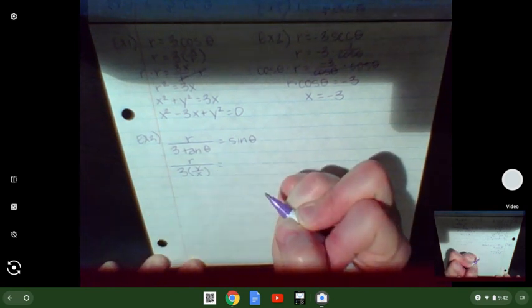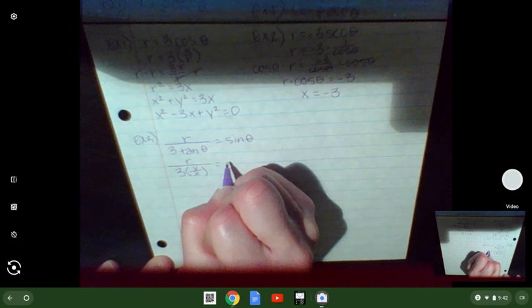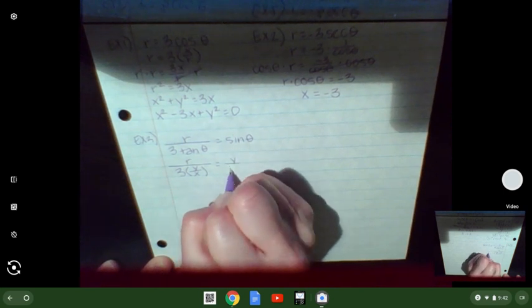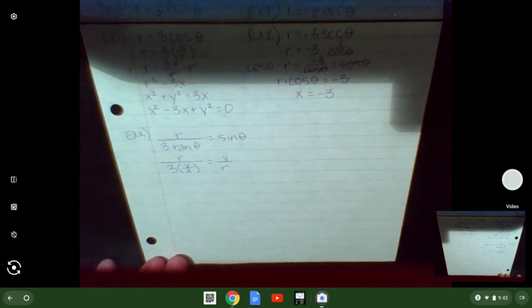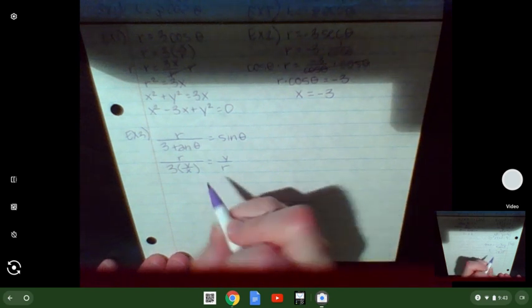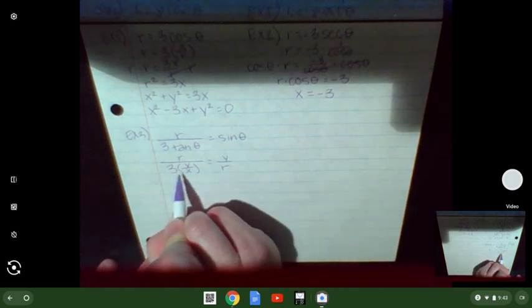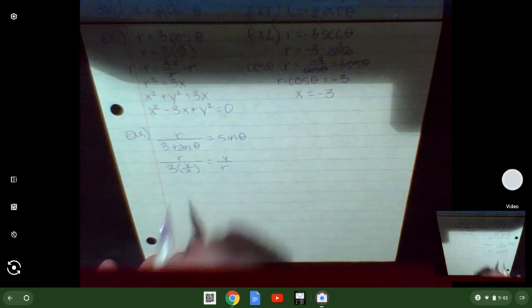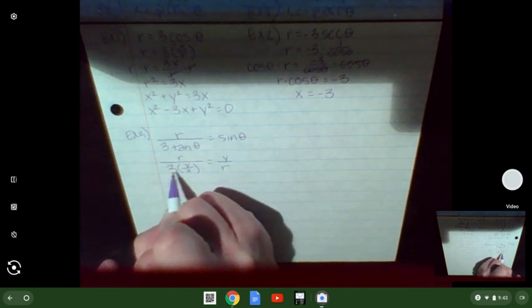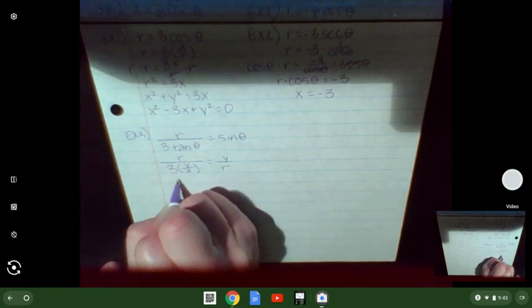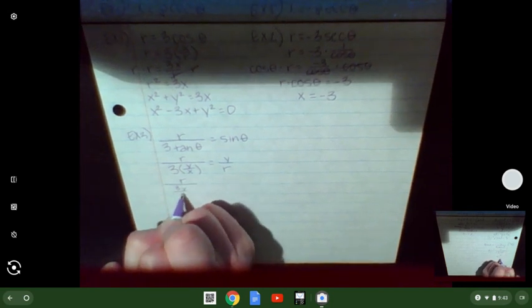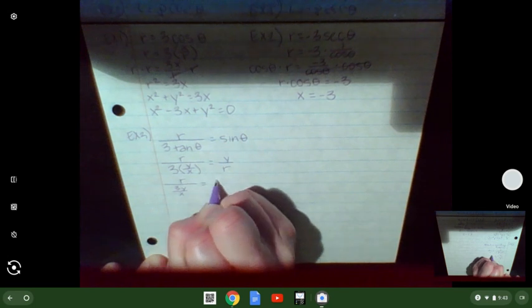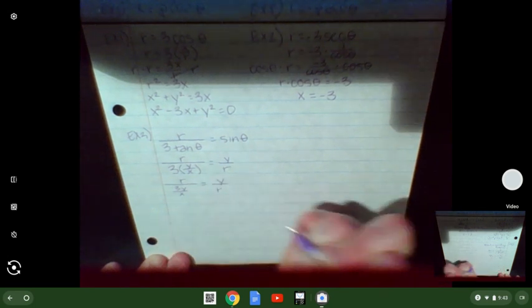And sine is going to be y divided by r. Okay, so we got some simplifying to do. Here goes. I'm first going to get rid of these parentheses right here. Top with top, denominator of 3 is 1, bottom with bottom. So we have r divided by 3y over x is equal to y divided by r.